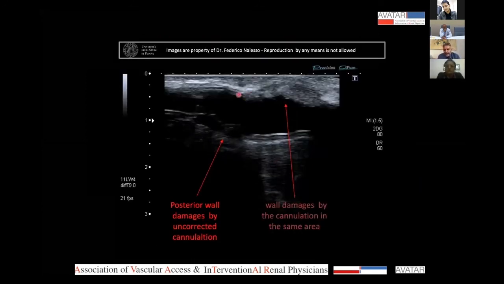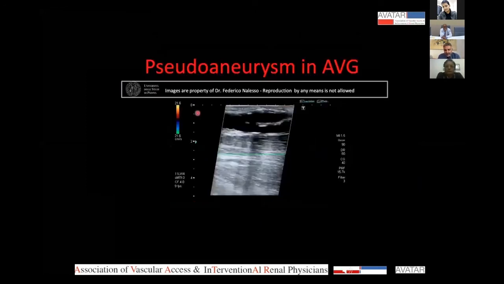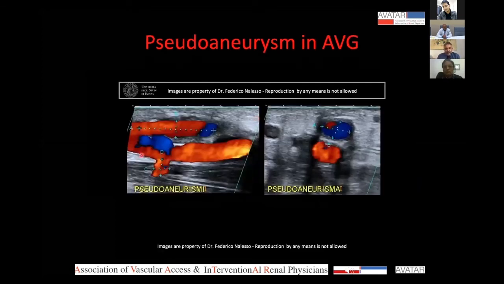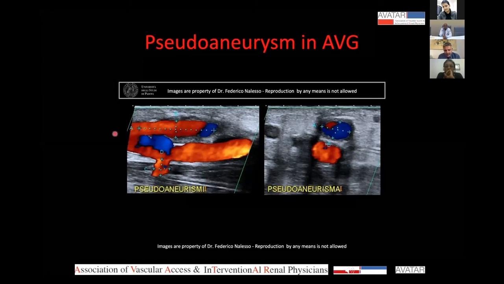You can see the damage in the anterior wall and in the posterior. This slide shows the formation of a pseudoaneurysm by the damage of the anterior wall of the graft in this point, as you can see in the slide. The color in the two orthogonal scans highlights the patency of the two structures, graft and the pseudoaneurysm, as you can see in the slide.